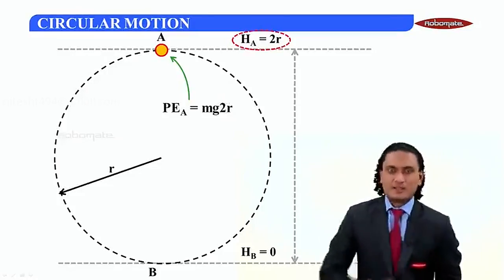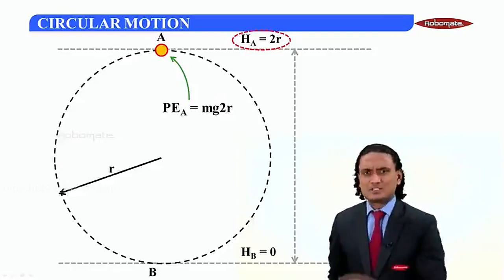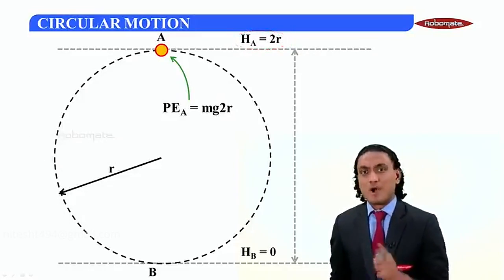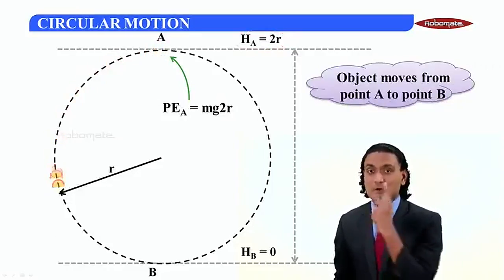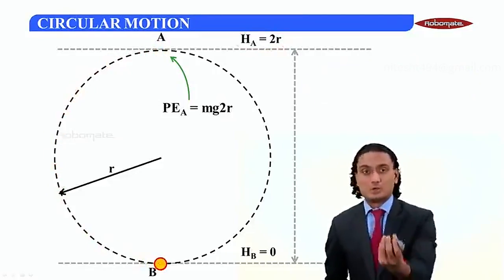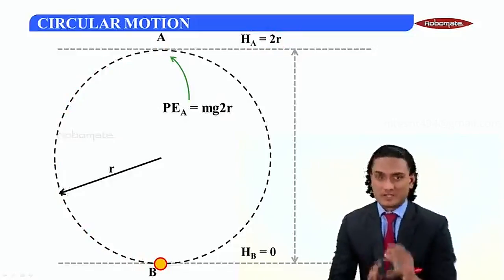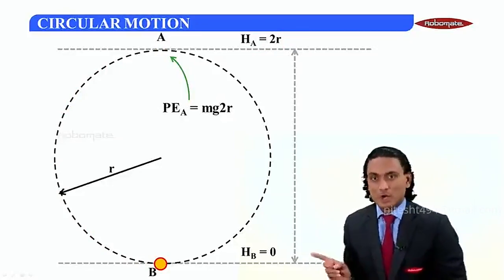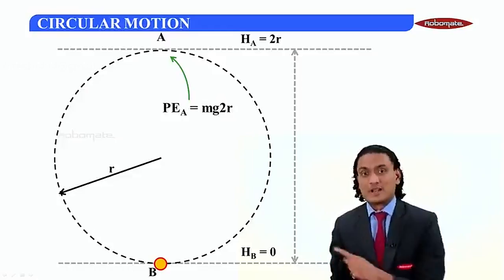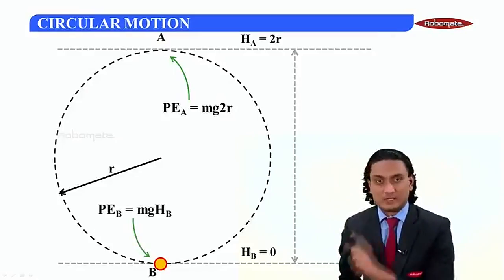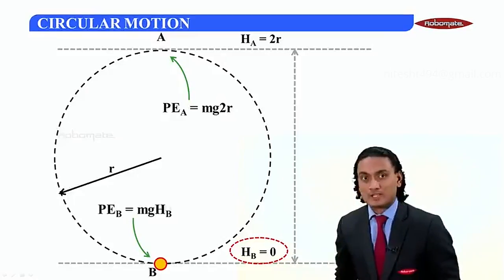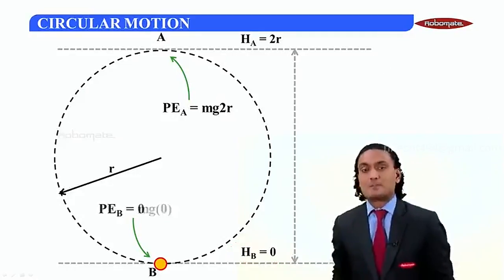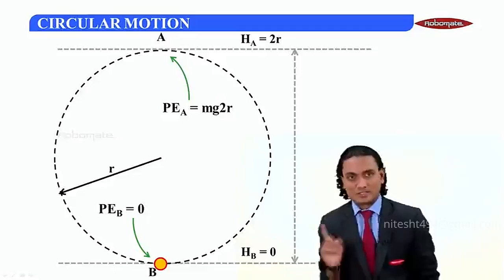Is that clear? Now, let us assume that this object is moving from point A to point B. Then what will happen? If it moves from point A to point B, it is losing height, so it will lose potential energy. Alright, now the object is at point B. Potential energy at point B is nothing but mg into hB. And what is hB? See here, hB is 0. So what will happen to potential energy? Potential energy of the object at point B will become 0. Is this clear to you?